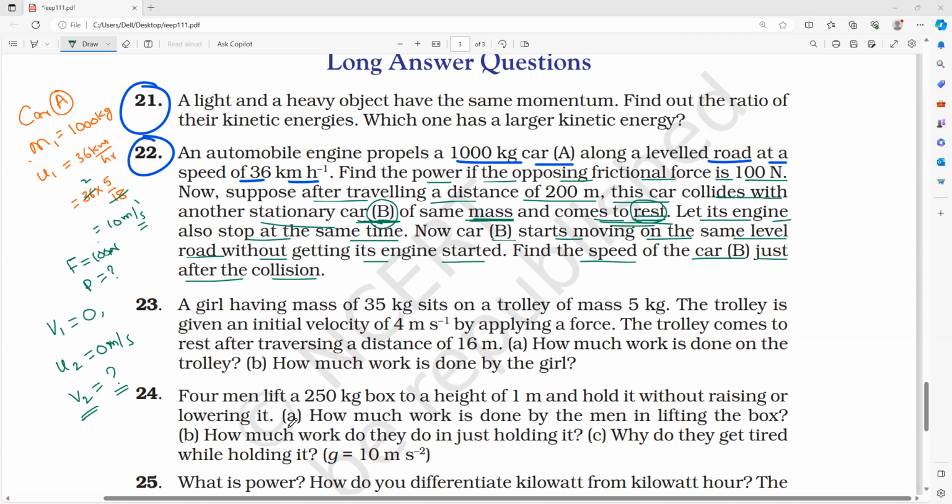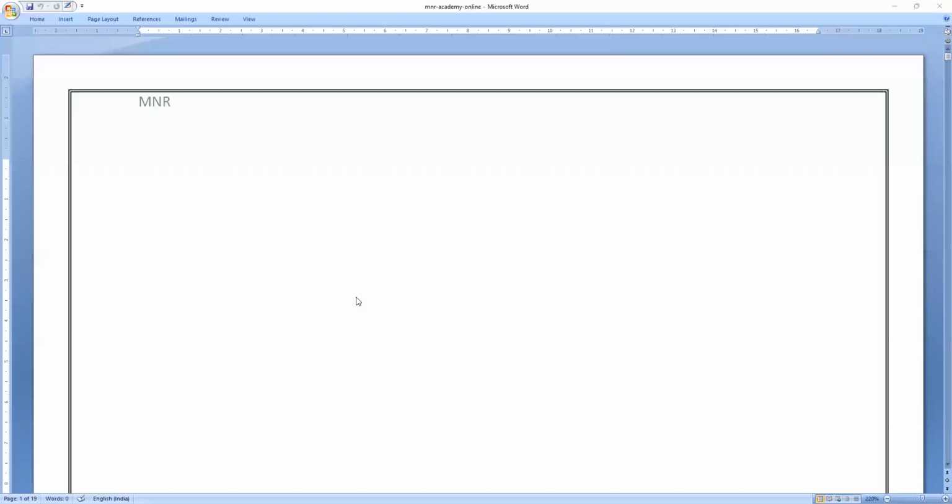So there are two cars, car A and car B. What will happen, everybody? Car A is traveling at 36 km per hour, and it hits the other car B, which is stationary. Now after collision, car A comes to rest and car B starts moving. So they are asking the power of car A, and afterwards the velocity of car B after collision. Am I right, everybody? Speak, respond, guys.